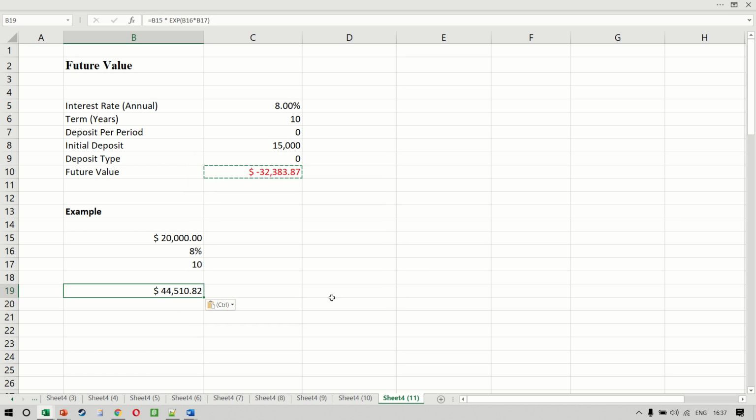Let me just change the format once. Okay, so just remember that if you want to find out the FV with continuous compounding, then you have to use this form, where we use the mathematical constant e and the exponential function here.